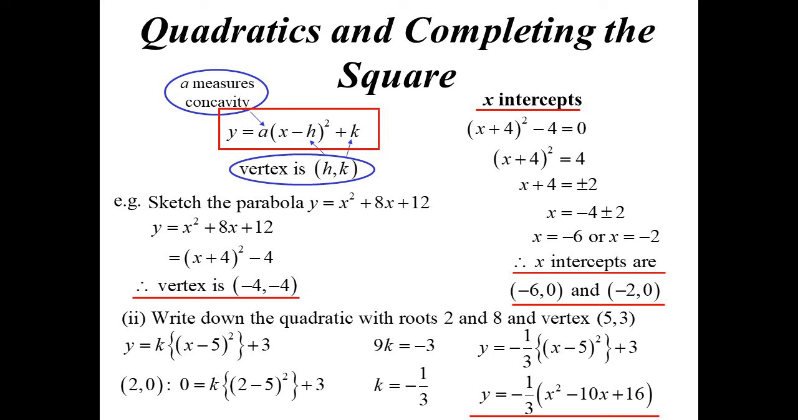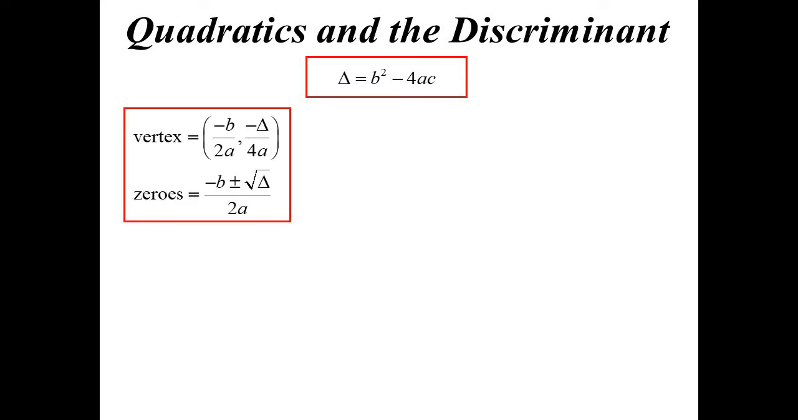Another useful way of looking at quadratics is using the discriminant. And the discriminant is that bit under the square root sign in the quadratic formula. It's called that because it discriminates between different types of quadratics. So b squared minus 4ac. There's your vertex. Now minus b on 2a, I'm sure we all knew, acts as the axis of symmetry. I don't know whether you're aware of the y value. The y value turns out to be minus the discriminant on 4a.